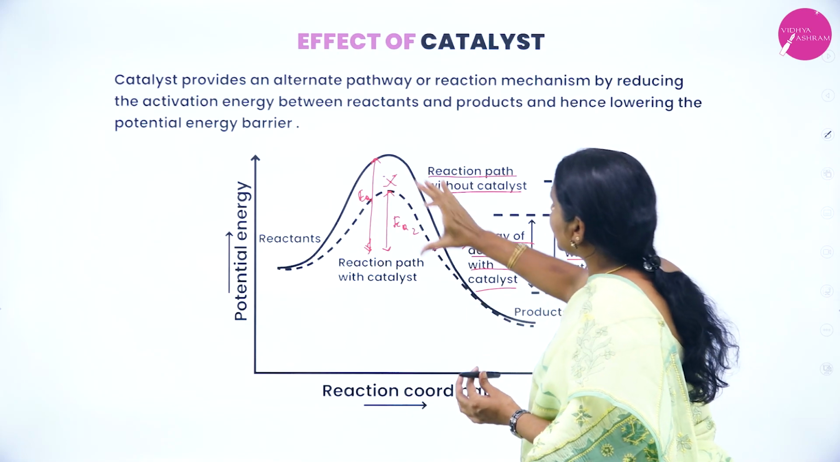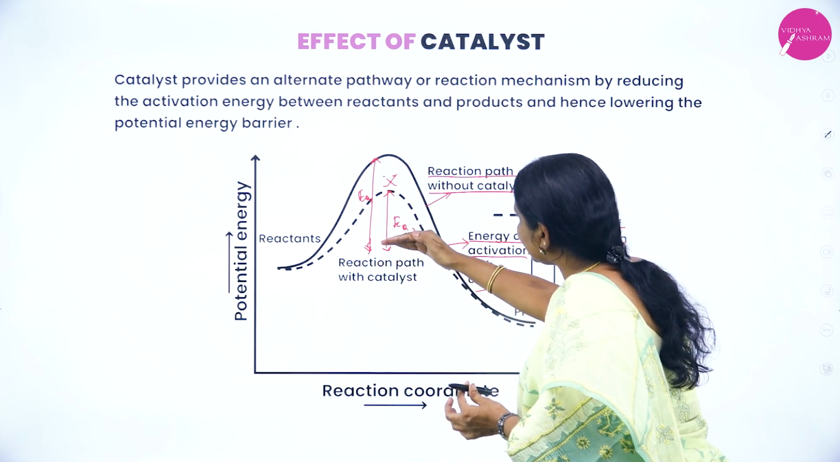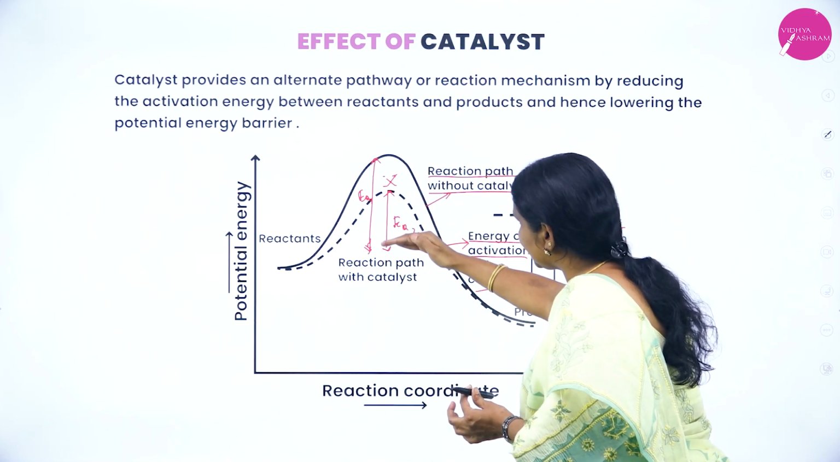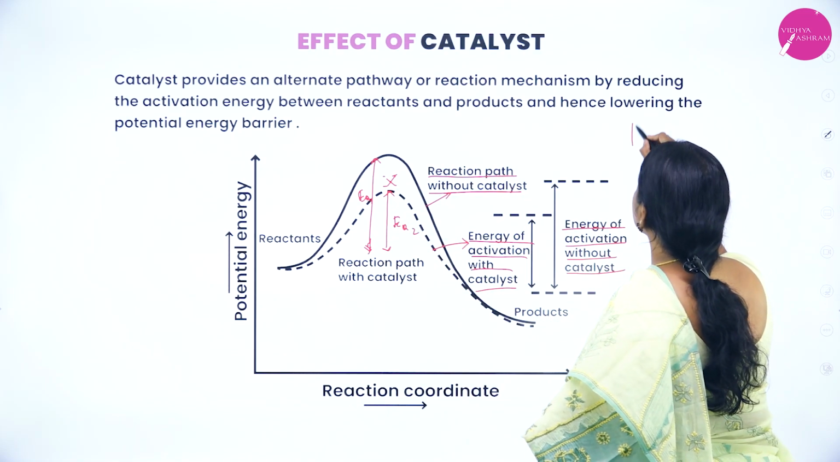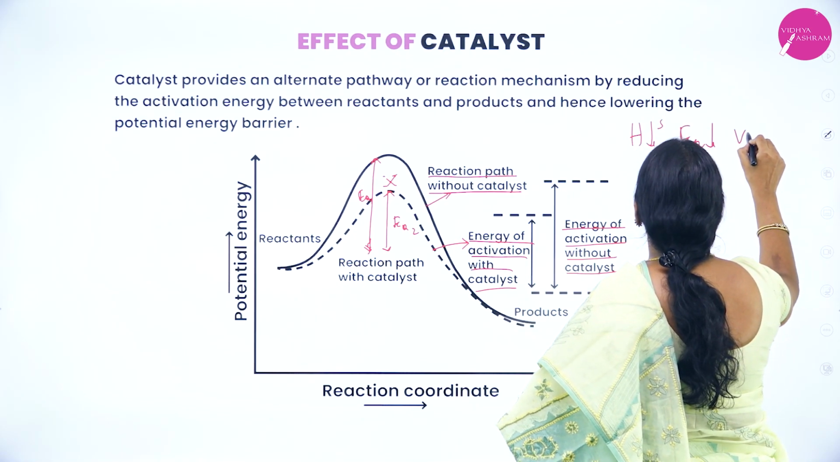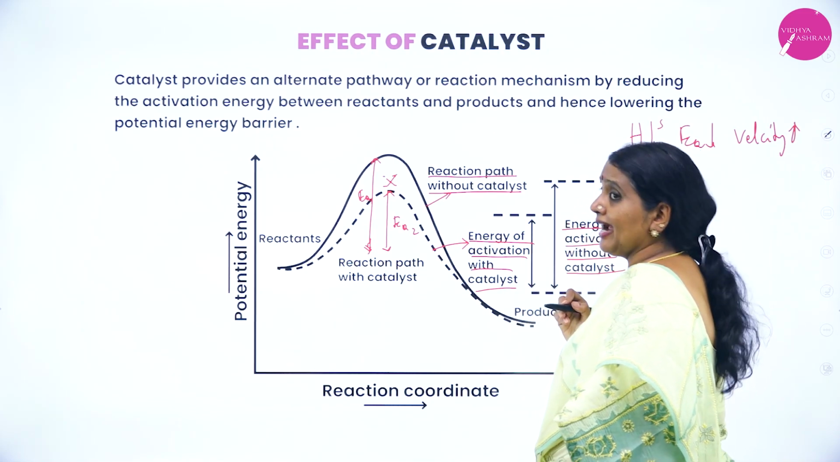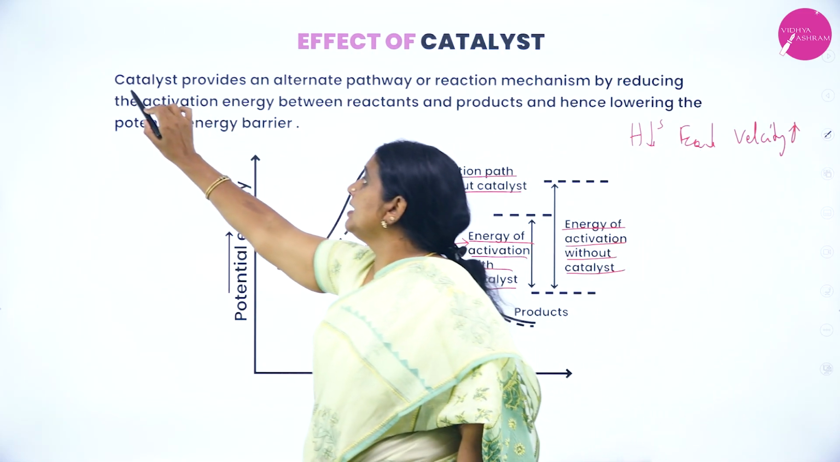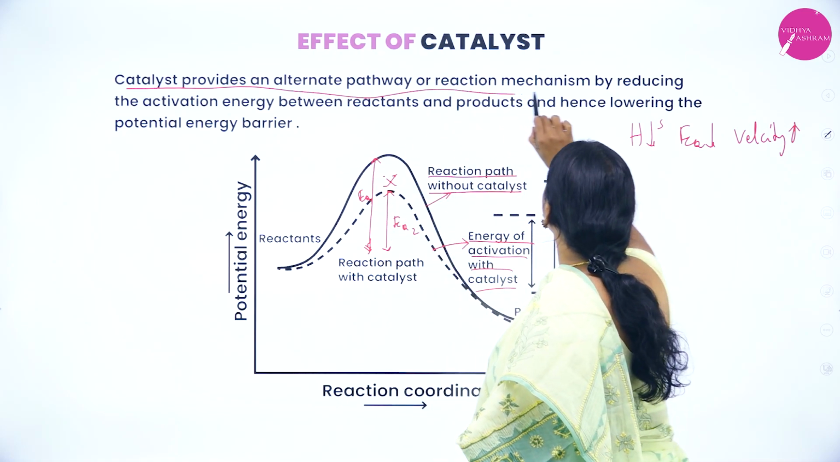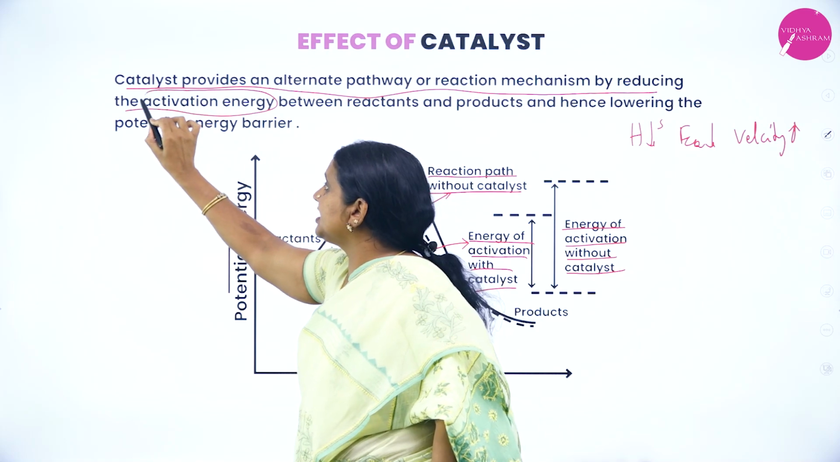With catalyst, what happens? When you add catalyst, this height of the energy hill decreases. Hence, the activation energy decreases. Velocity increases. Height decreases, EA also decreases. Therefore, what happens when you add catalyst to the chemical reaction? Catalyst provides an alternate pathway to the mechanism by reducing the activation energy.